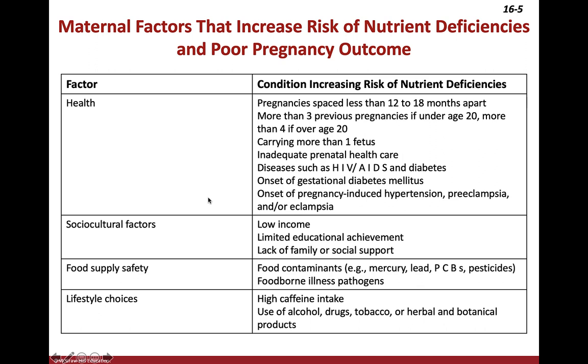Now, that's not all, because there's going to be some other things such as social cultural factors. If we look at those individuals that have low income, limited educational opportunities, and those women that lack family or social support. Now, there are some issues with regards to safety of food supply. So things that could be an issue are food contaminants, so mercury, lead, pesticides, and also foodborne illness pathogens, so various types of bacteria and viral infections that you might get through the diet itself.